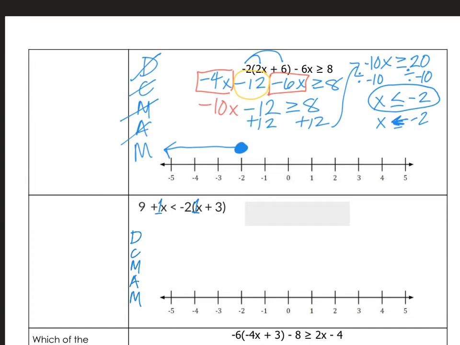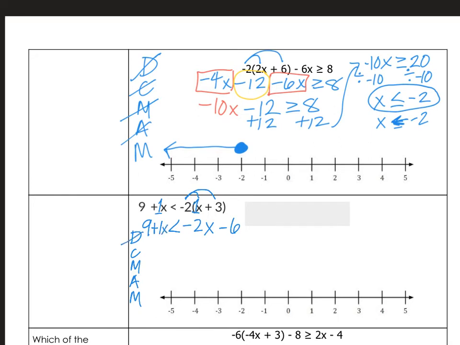We see parentheses. We need to distribute on the right-hand side. So we're going to distribute this -2 to both the 1x and the +3. When we do that, we get -2x minus 6. And let's go ahead and write everything else down.